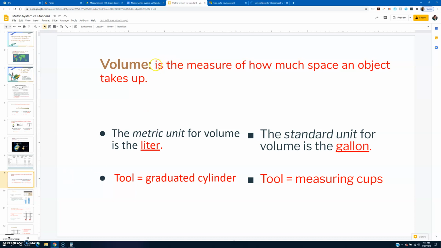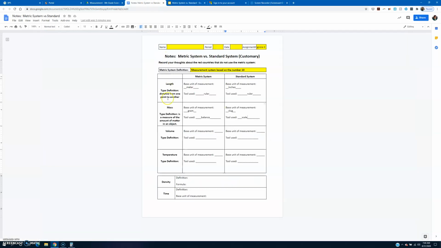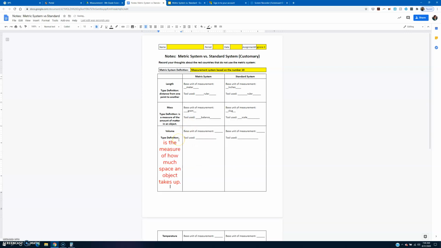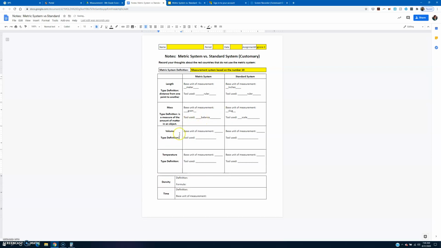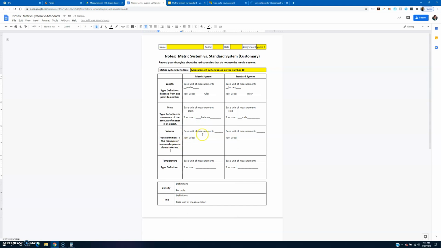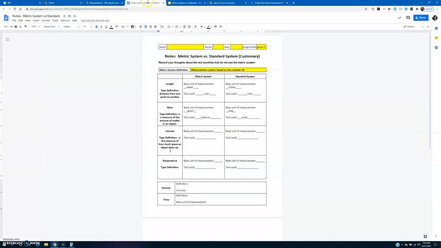But moving on to volume, the measure of how much space something takes up. Some of you remembered that all matter takes up space. The base unit of measurement in the metric system is liters. Think about your soda bottles. When you buy soda, it's typically going to be in liters.